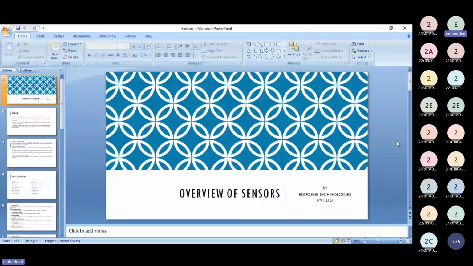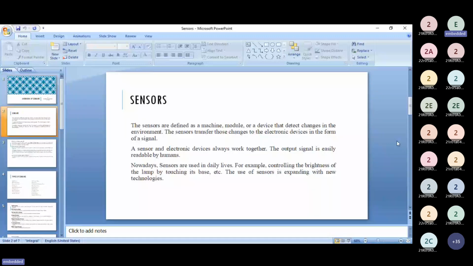So sensors are defined as a machine, module, or device that detects changes in the environment. Which means it is used to sense or detect the changes in the environment. The sensors transfer those changes to the electronic device in the form of a signal. So if you connect an electronic device to the sensor, it transfers the information in the form of a signal.